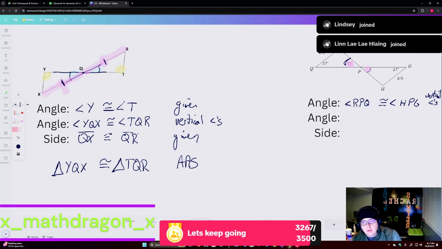Then we're going to go angle. And this time, there's only one angle at these, so we can go angle Q, angle G. So angle Q is congruent to angle G. And that's given because the numbers are equal.